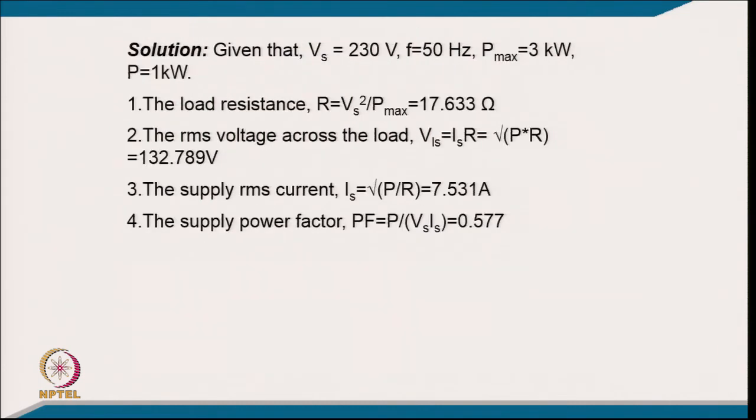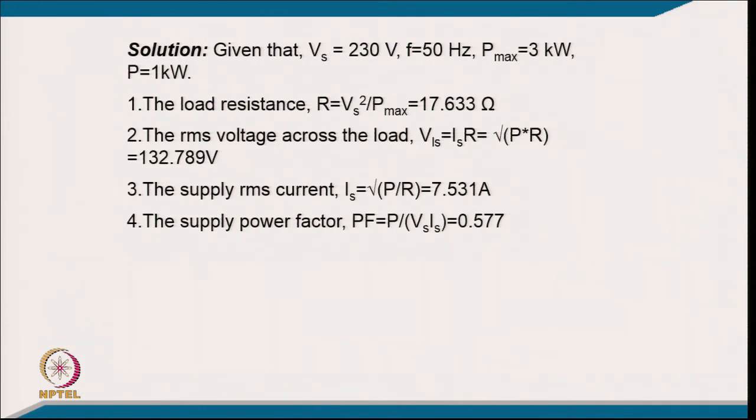Coming to the calculation part, Vs is 230 volt, 50 hertz, the maximum power is 3 kilowatt, and the power after control is 1 kilowatt. You can find the load resistance from the maximum power; putting in the values, it comes to 17.633 ohm, using 230 volt and 3 kilowatt. The RMS voltage across the load corresponds to 1 kilowatt; you keep the value of 1 kilowatt, and the resistance is already there.